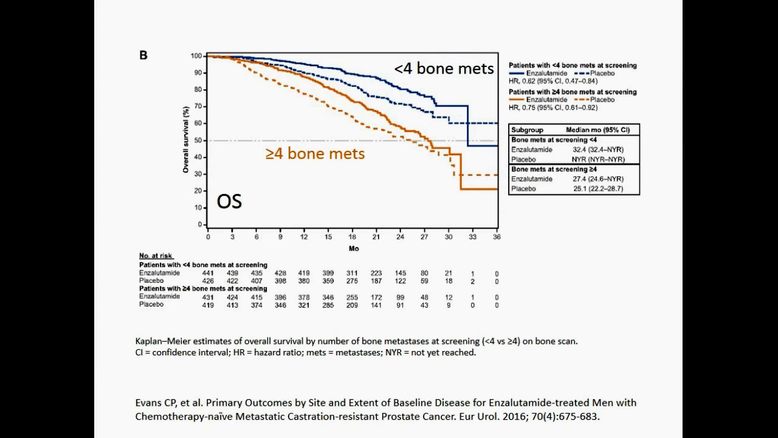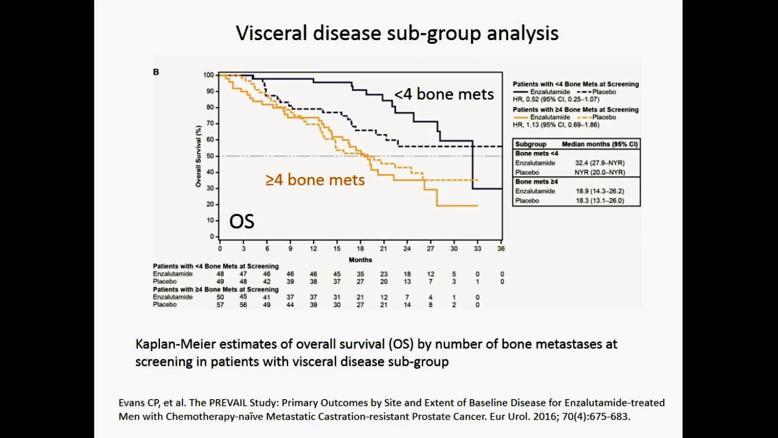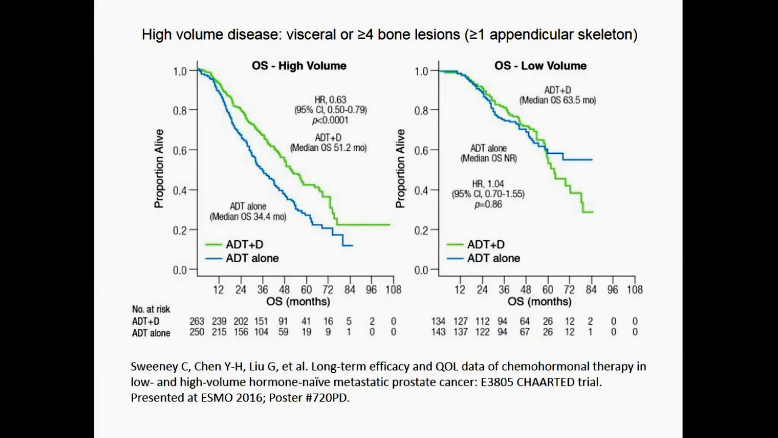Here are data from bone scans showing poorer overall survival depending on the burden of disease, but you can see that for both groups, they can be effectively managed by the addition of enzalutamide. However, we know that when you have high volume bone disease with liver disease, in fact there may not be a benefit of using androgen axis directed therapies alone, and this is shown in these survival data. And we are now aware that these patients in fact benefit from the addition of chemotherapy.